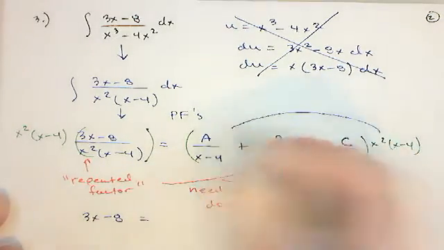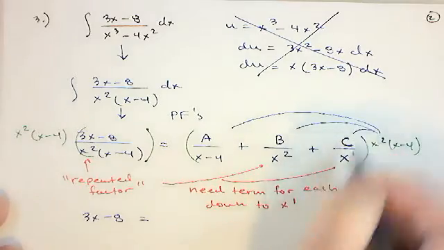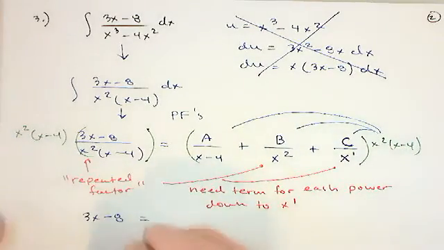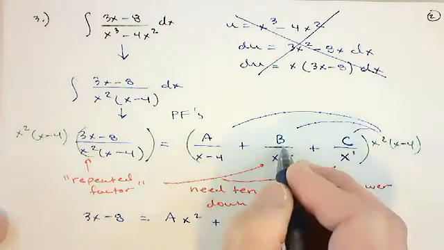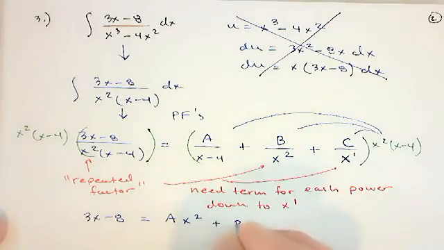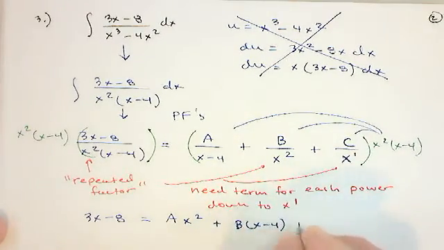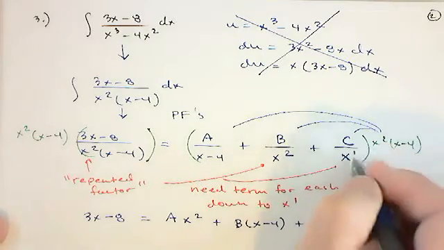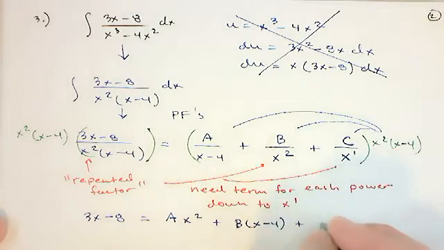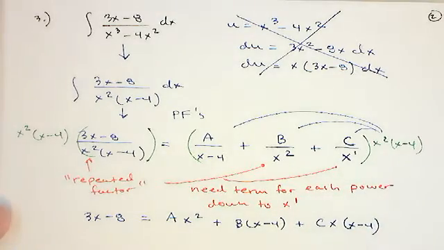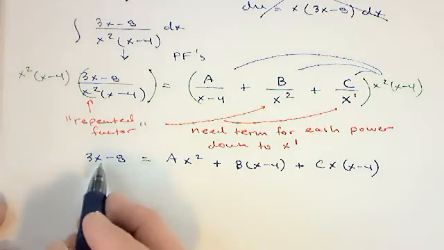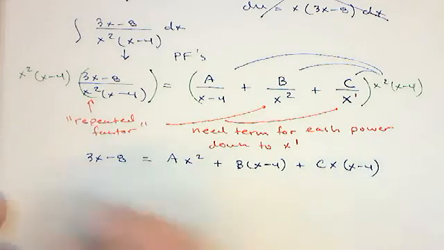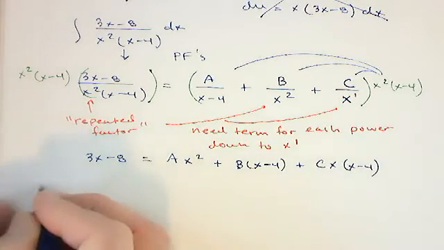On the right side, the x minus 4's cancel, so I'm going to have A times x squared. For the B term, the x squareds cancel, so it's just B times (x minus 4). And for the C term, only one of the x's cancels, right? So that's going to be Cx times (x minus 4). And just like we did on the last one, I see some nice numbers we can plug in.